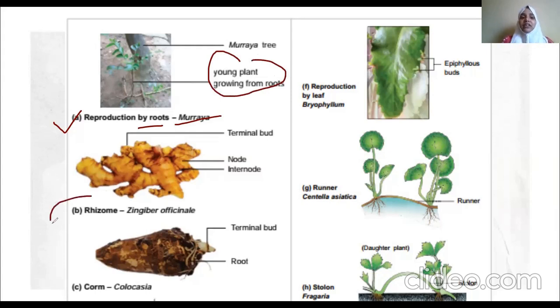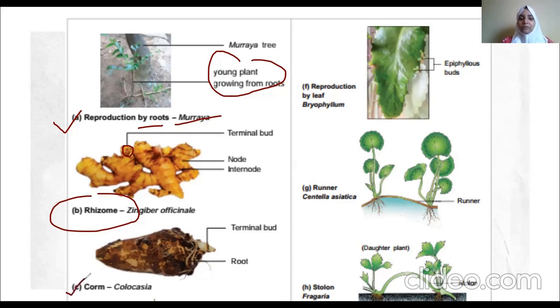If you take ginger, the scientific name is Zingiber officinale, a rhizome. If you take a bud of the ginger, you might have seen there are small buds in between these parts of ginger. Let's say this is a terminal bud, this is the internode, this is the node. So if you take a bud and you sow it into the soil, that small bud is capable of growing into a whole new ginger plant.